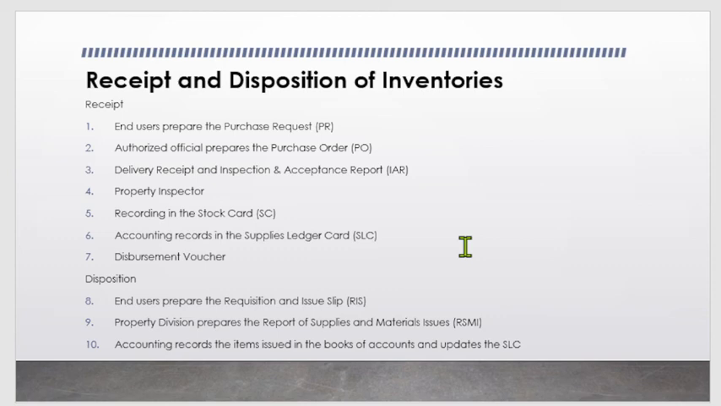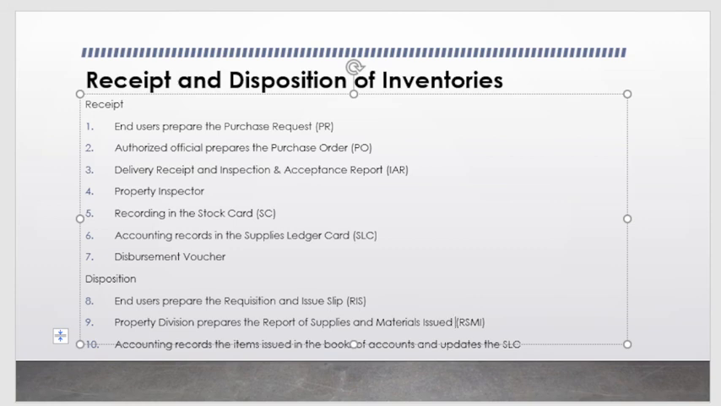Next, the disposition. So, asa na ngayon yung inventory? Nandoon sa warehouse. The end users will now request, nagre-request sila ng halimbawa bond papers o ganyan. So end user will now prepare requisition and issue slip. Then the property division prepares the report of supplies and material issued. Okay, issued ito, issued.